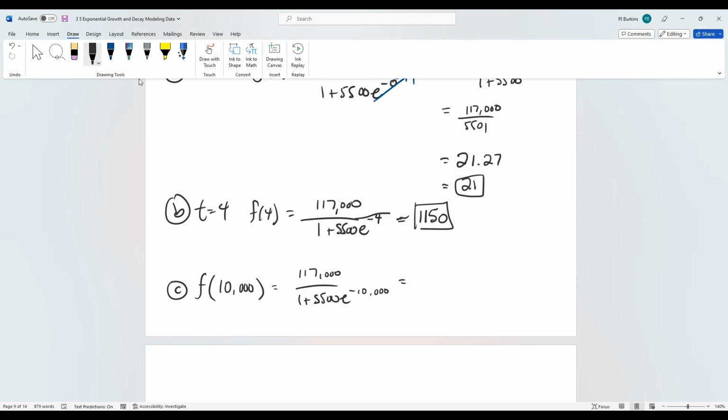And the calculator spits back this. Doesn't give me an approximation. It just says that.